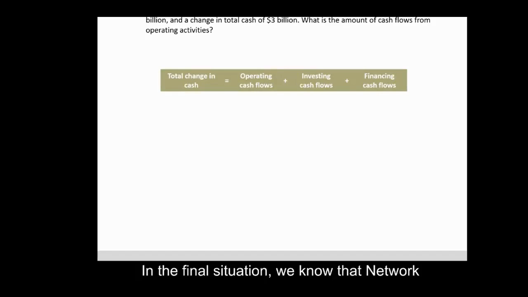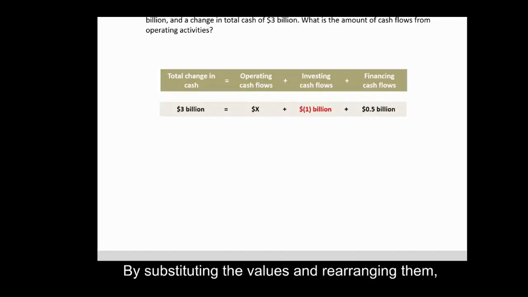In the final situation, we know that Network Partners reports investing cash flows of minus $1 billion, financing cash flows of $0.5 billion, and a change in total cash of $3 billion. By substituting the values and rearranging them, we calculate the cash flows from operating activities to be $3.5 billion.